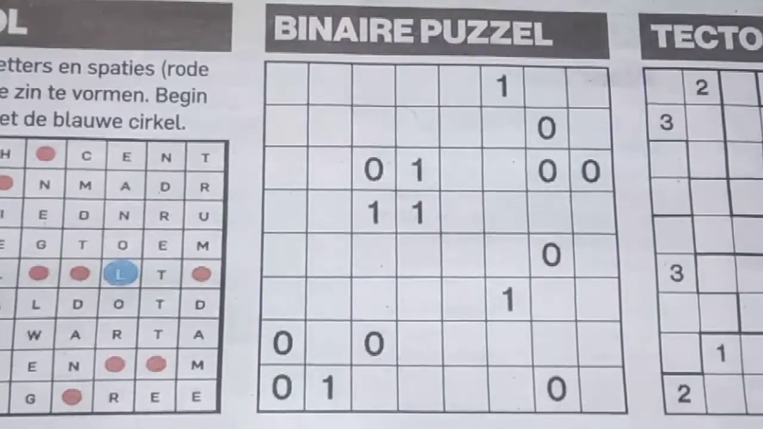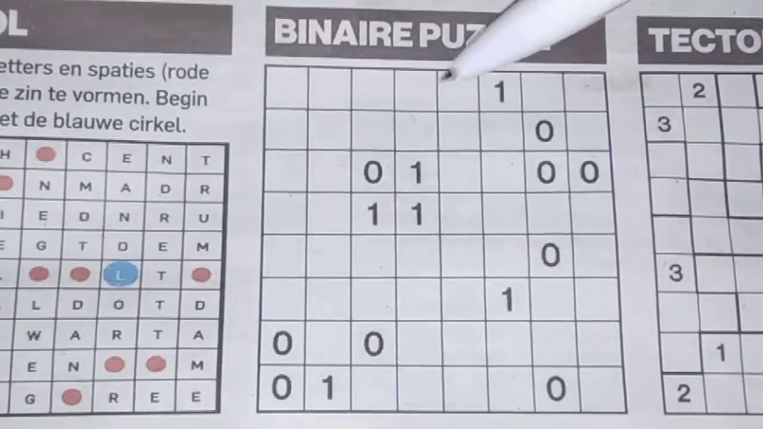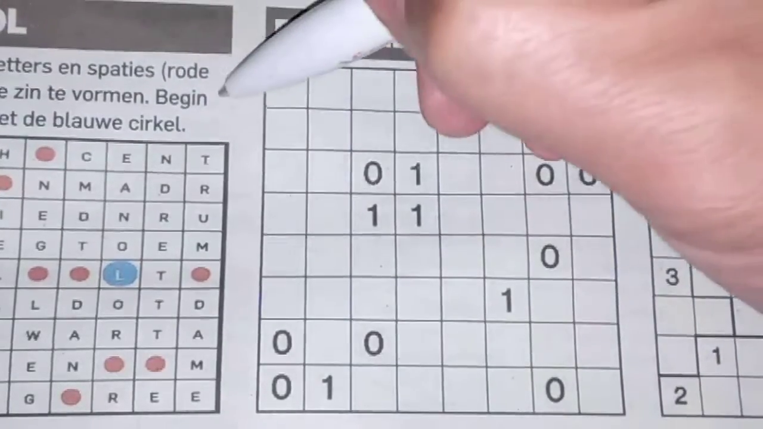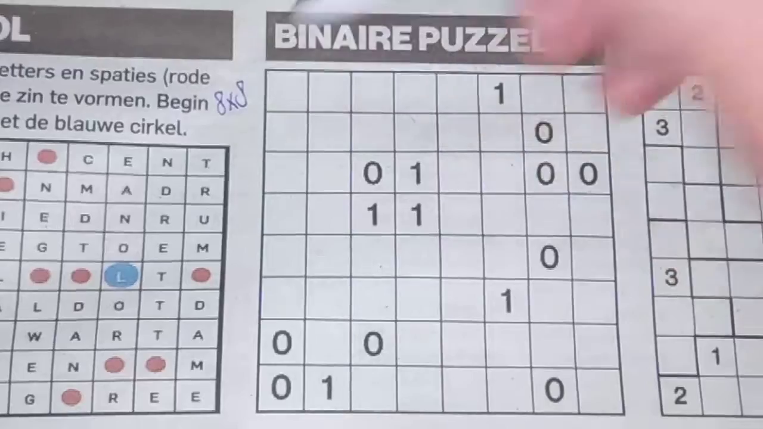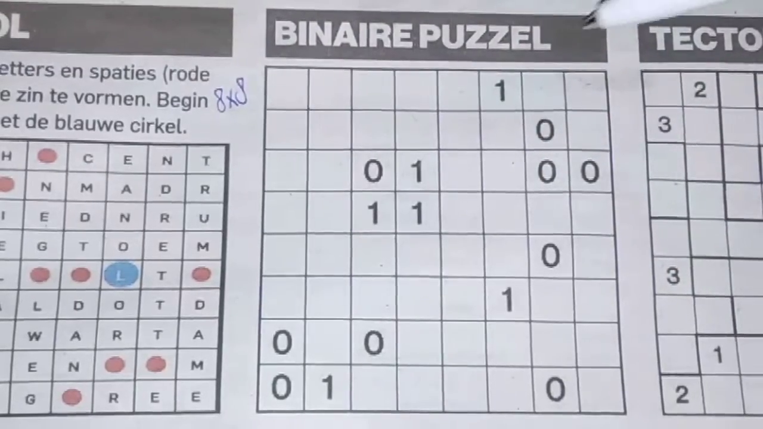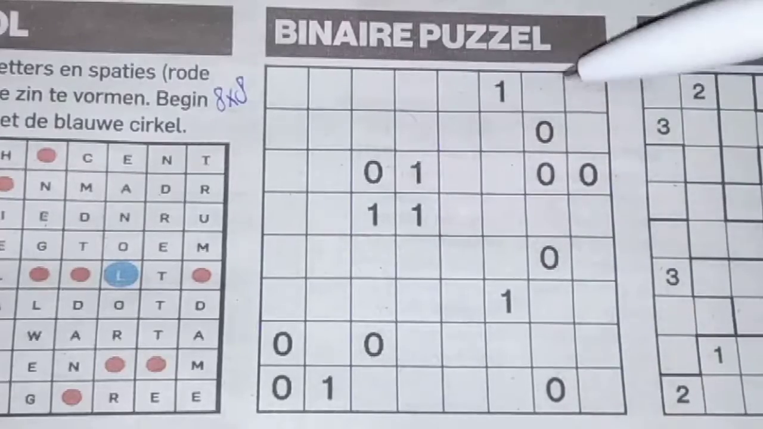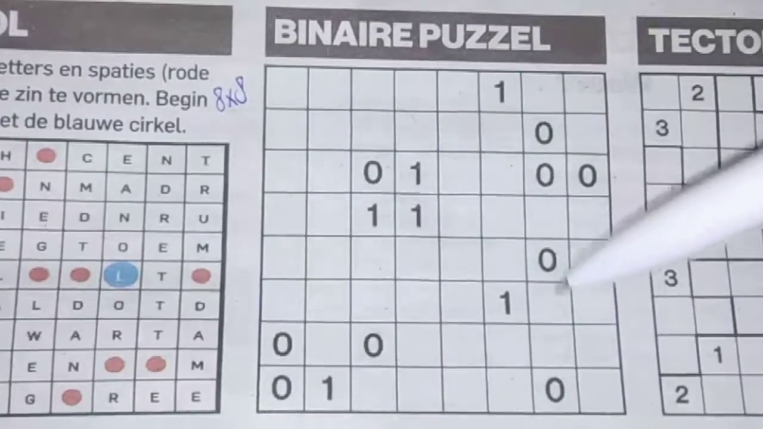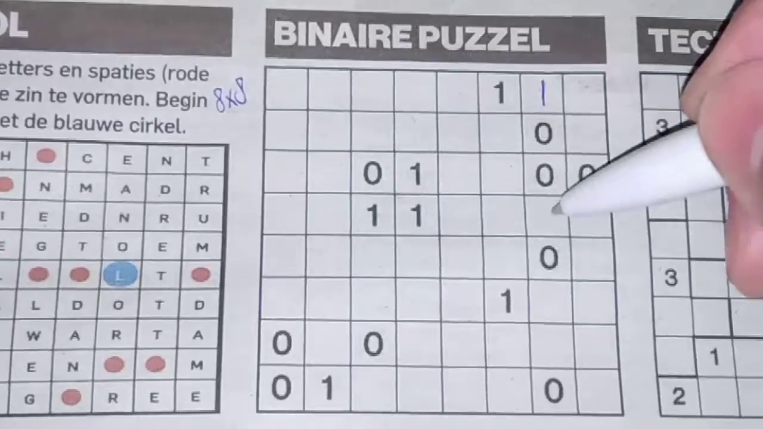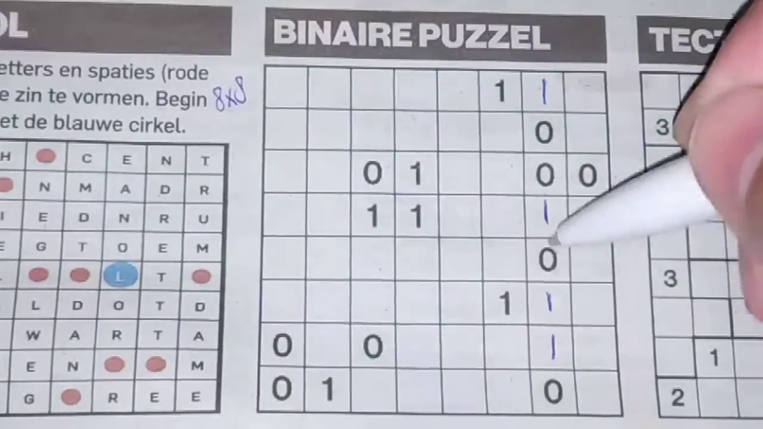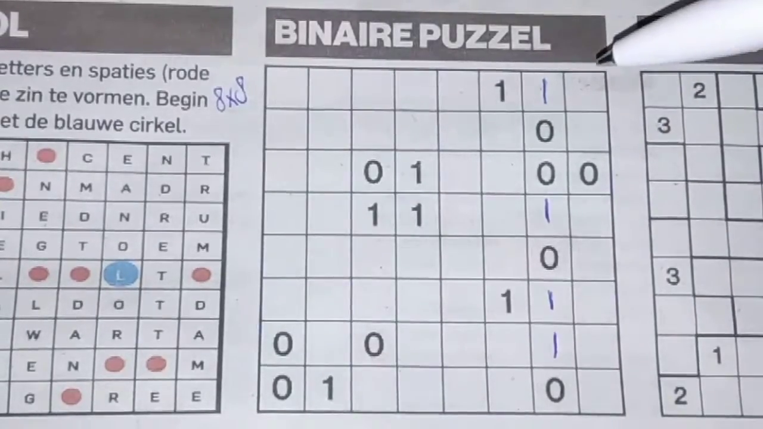And what kind of binary puzzle is this? 1, 2, 3, 4, 5, 6, 7, 8. It's an 8 by 8 binary puzzle. That means in a row or in a column there are always 4 0's and 4 1's. I have drawn this immediately.